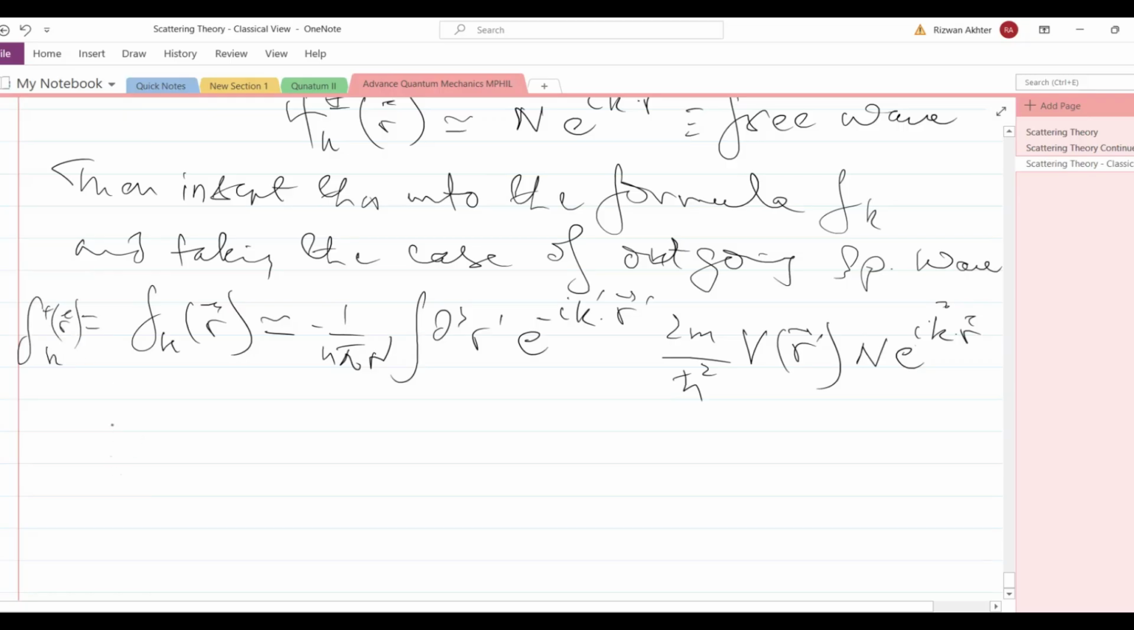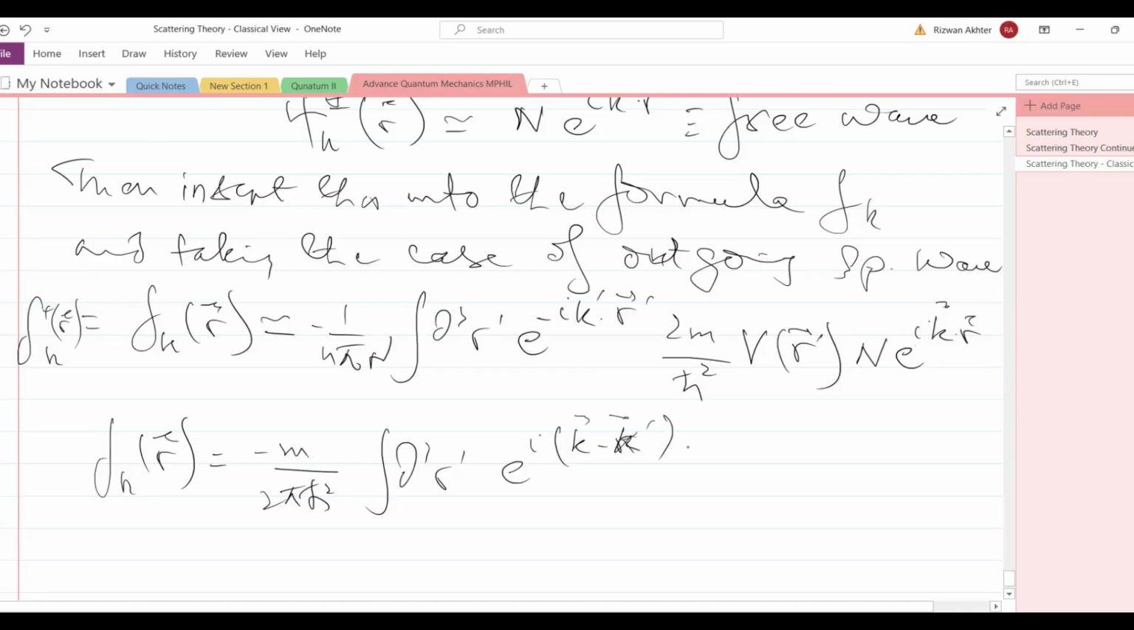So our f_k(r) is equal to minus m upon 2π ħ² integral d³r' e^(i(k − k')·r') V(r'). This is basically for the first Born approximation, and the scattering is into the direction of k' = k r̂.